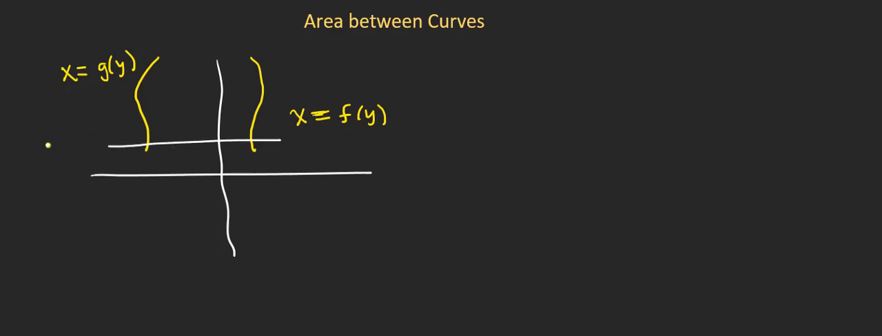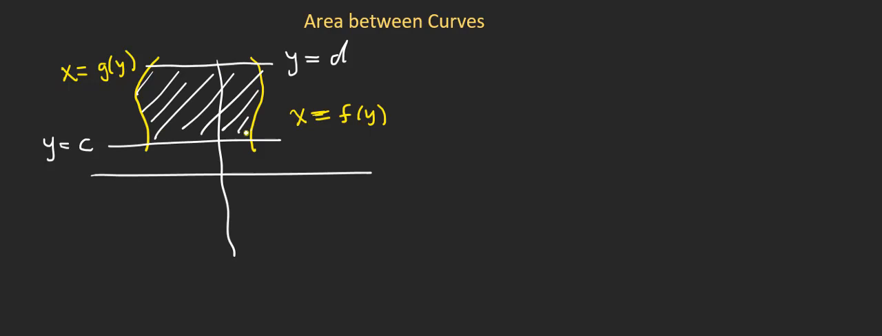Let's say y equals c and y equals d. So the area bounded by these four lines is this right here. And how do you find the area of this region?